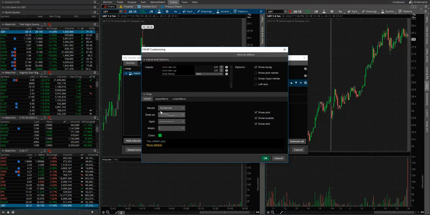I pick green. I don't know, I like VWAP green. So it's my preference. You can make it whatever color you want. Then you're going to go into the upper band, and you're going to remove these show. You're going to click off on show plot, show bubble, show time. You're going to do that for the lower as well.